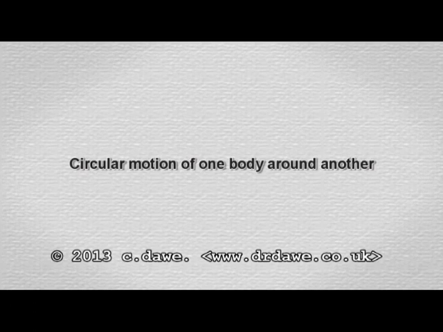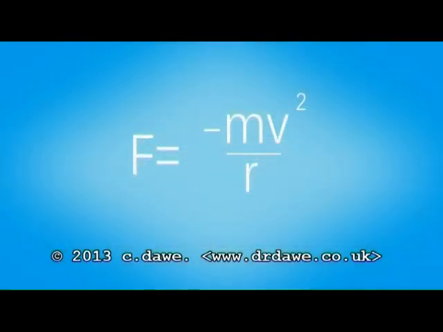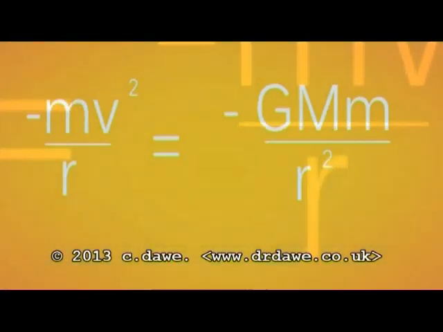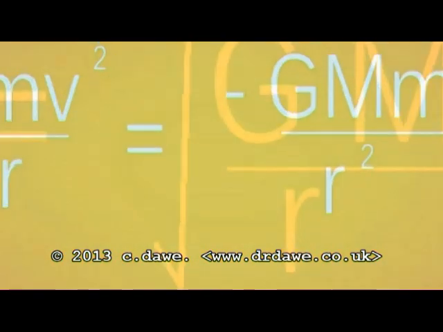Circular motion of one body around another. Centripetal force F is given by the equation F equals minus the mass, little m, multiplied by the square of the tangential velocity, v, divided by the radius of orbit r. The minus sign is because centripetal force is directed towards the body of mass m.